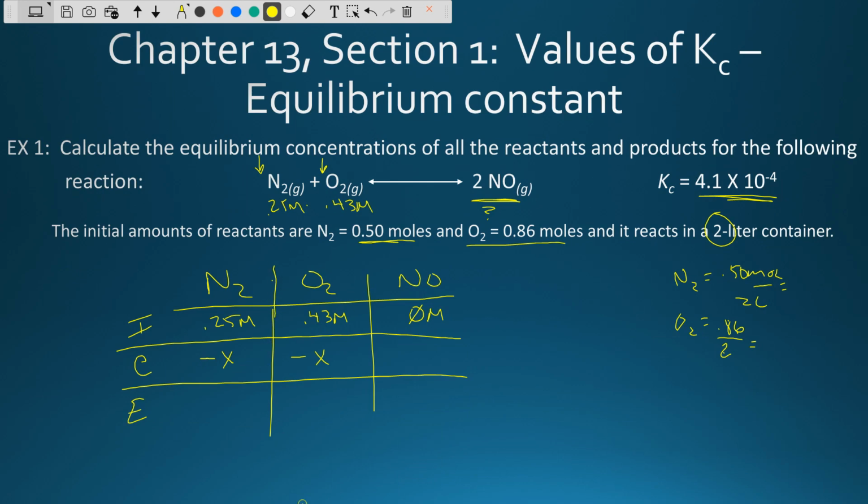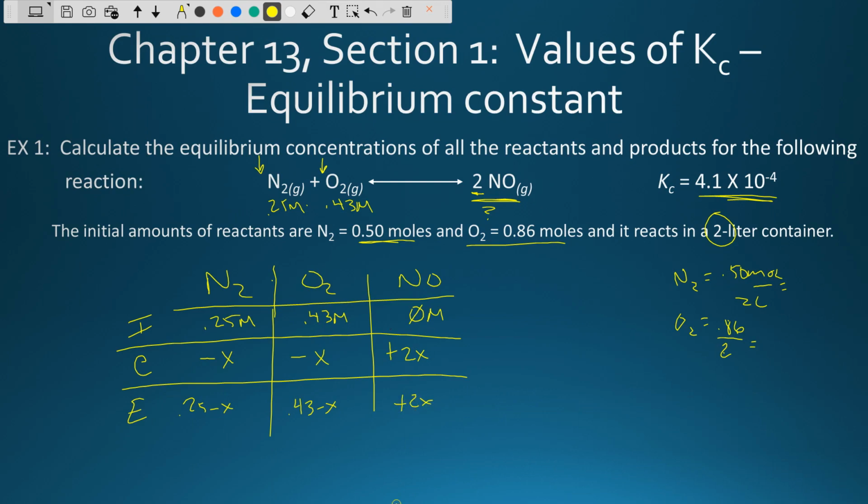Now, where's it all going? Well, it's all going to the product side, and I've got 2 of those. And so this guy is going to be gaining the exact same because of law of conservation of mass. Whatever this side loses, this side gains, and there's a value of 1 to 1 to 2, so I get a 2x here. So at the end of equilibrium itself, I end up with a value of 0.25 minus my x. On this side, I have 0.43 minus my x. And on this side, I end up gaining 2x.